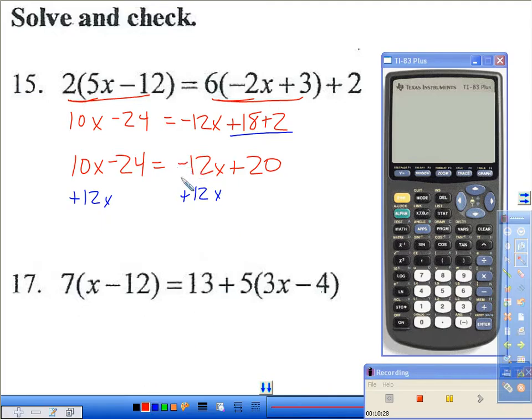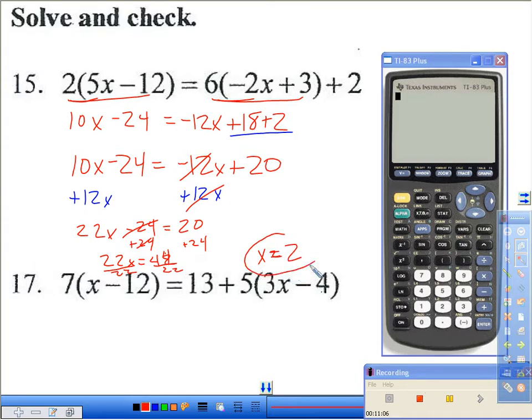Once we've done that, the negative 12x plus 12x adds to give us 0, so that's going to leave us with 22x minus 24 equals 20. Then we'll add 24 to the left and the right, and once we've done that, the 24s are going to add to give us 0, so we'll end up with 22x equals 44. We'll divide the left by 22, we'll divide the right by 22, and that's going to give us x equals 2.